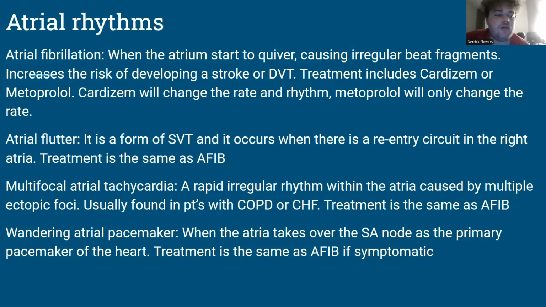Now, moving on to atrial flutter. It's a form of SVT. It occurs when there's a reentry circuit in the right atria. Treatment's the exact same thing as AFib. Multifocal atrial tachycardia, a rapid irregular rhythm within the atria, is caused by multiple ectopic foci, meaning multiple beats. Usually found in patients with COPD or CHF because their heart's upset. Treatment, same thing as AFib. Now, wandering atrial pacemaker. This is when the atria takes over from the SA node as the primary pacemaker of the heart. So now the atria is beating for itself. Treatment is the same as AFib if they're symptomatic. Some people live with WAP and they live fine.